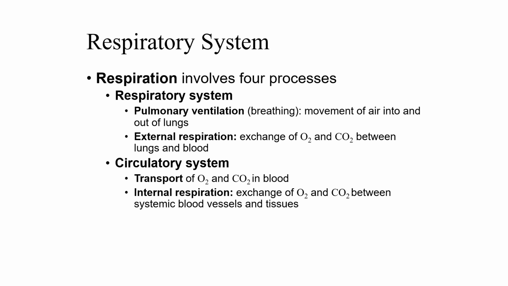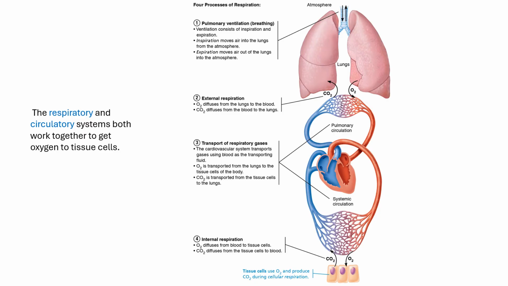And then there are two more steps which are done by the circulatory system, which is transport of oxygen and carbon dioxide in the blood, and internal respiration, which means the exchange of oxygen and carbon dioxide between the systemic blood vessels and the tissues. Let's see this on this diagram.